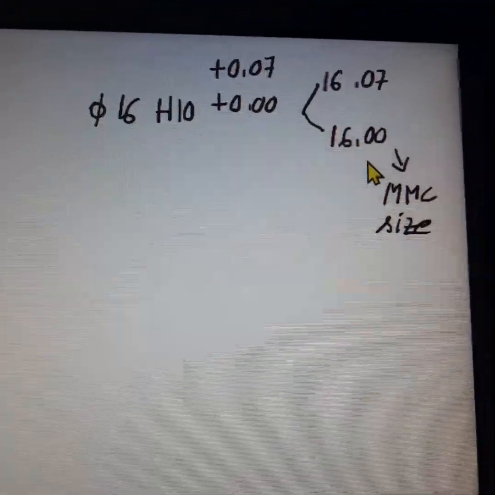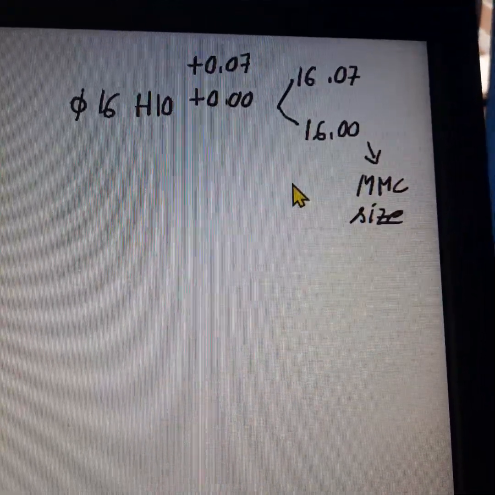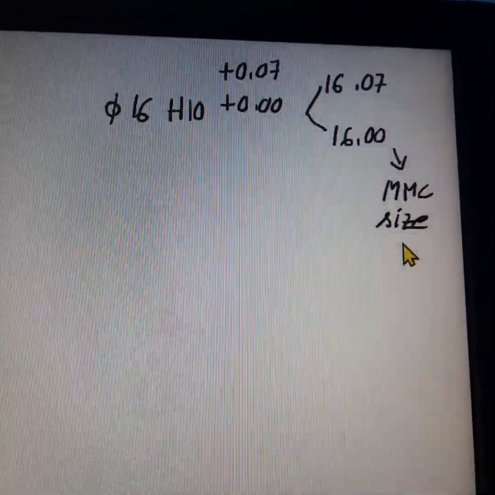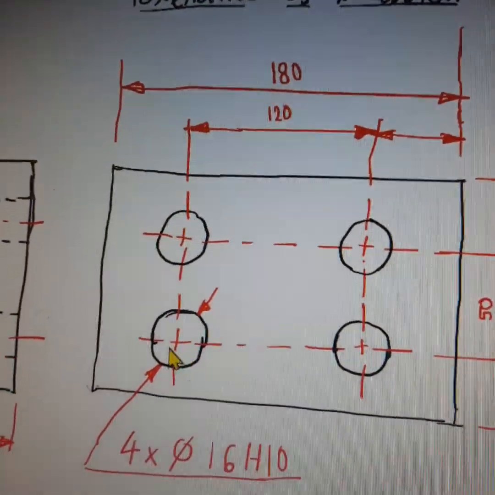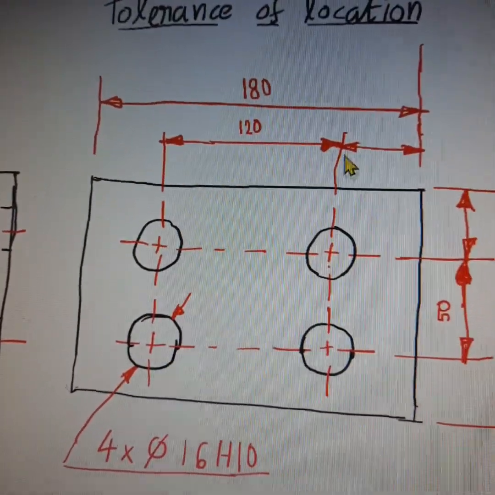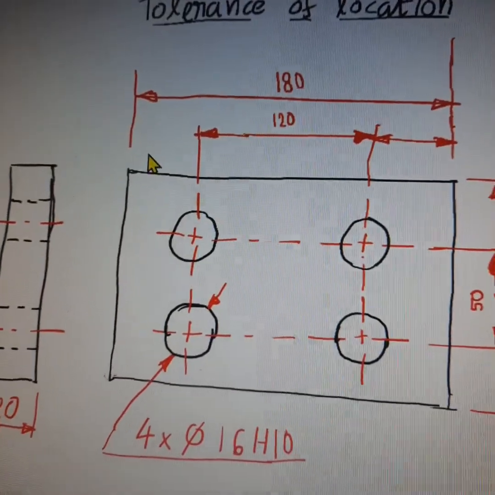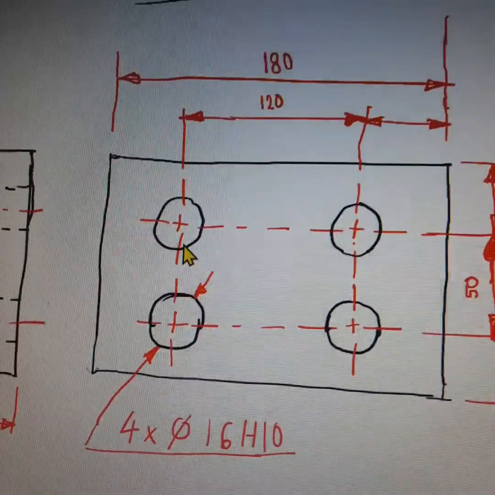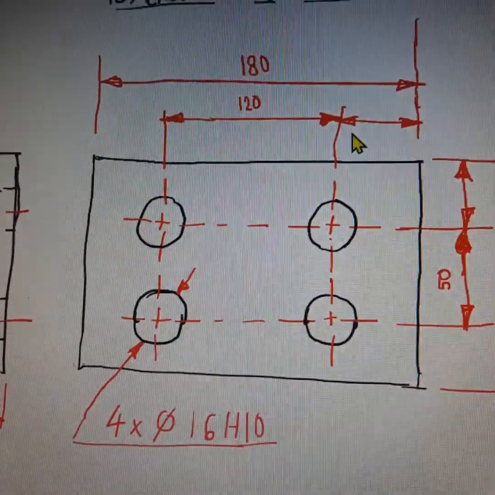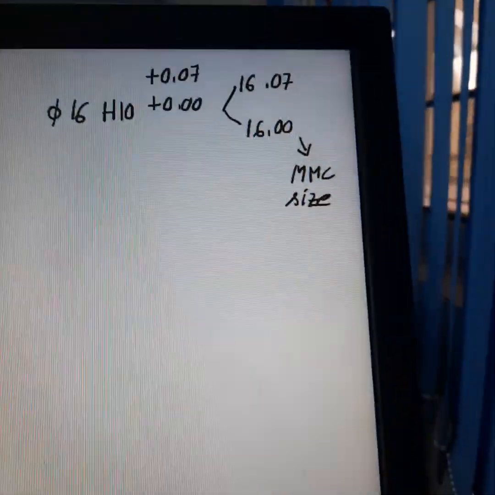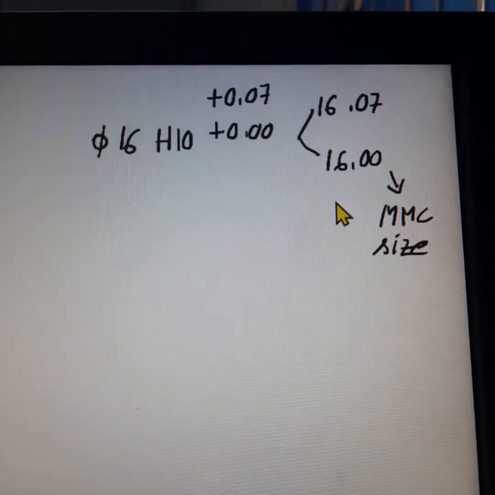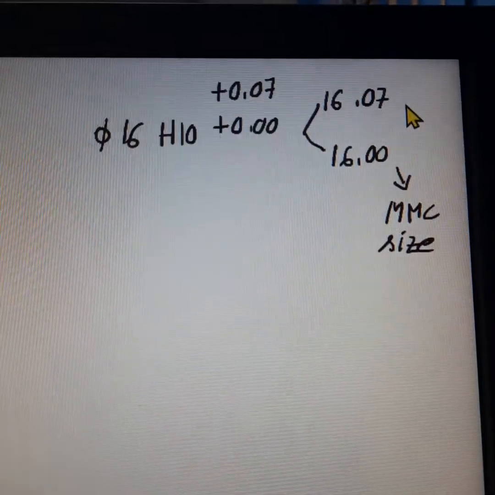Here we have to identify the MMC size of the hole. MMC size refers to the maximum material condition, for which size of the hole the plate will contain maximum material. When the hole is at its lowest value, the plate will contain maximum material. So the MMC size of the hole is 16 mm, the lowest size. The LMC size of the hole is 16.07 mm.